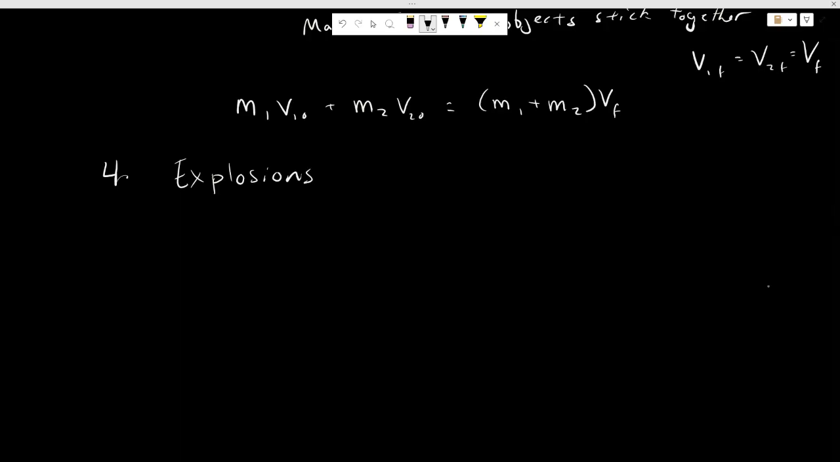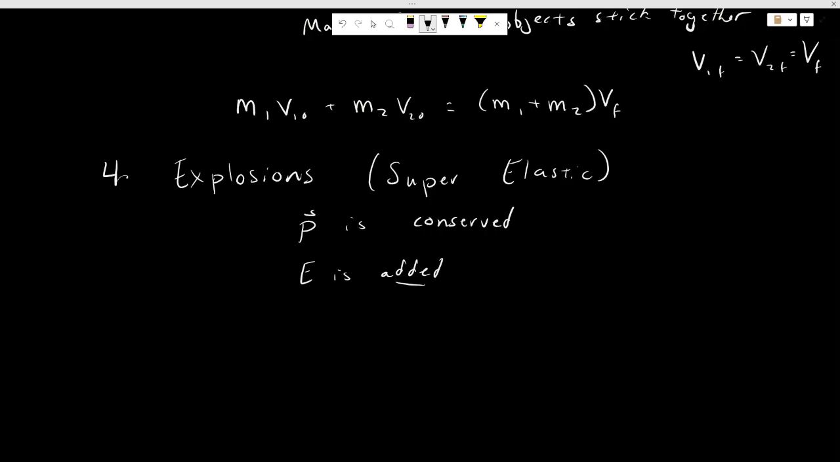Also called superelastic collisions. P is conserved, and energy is added. Oftentimes, the objects will start together and split apart. Right, in true good explosion form.